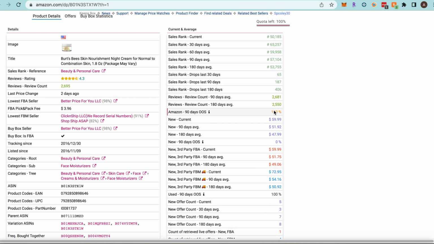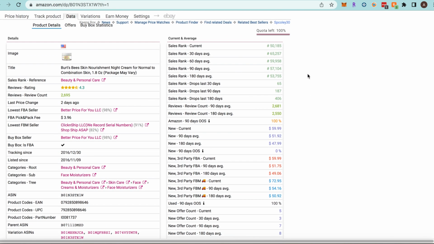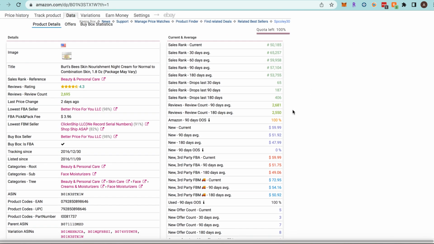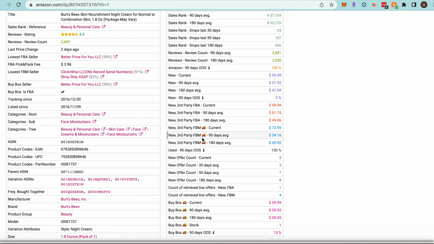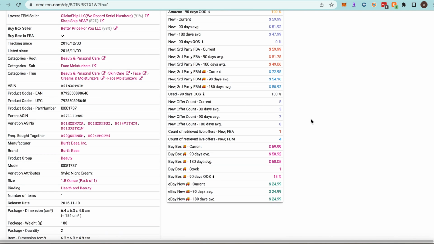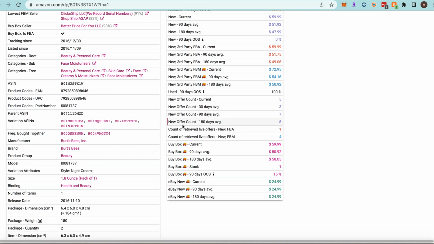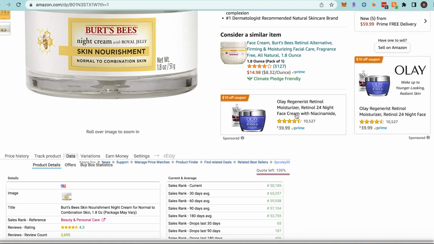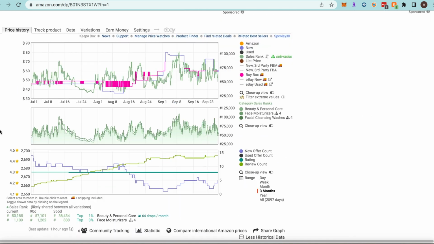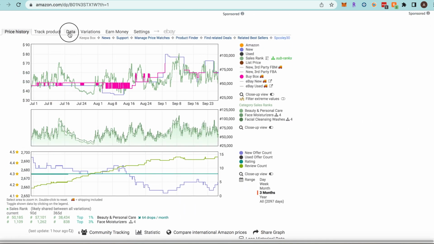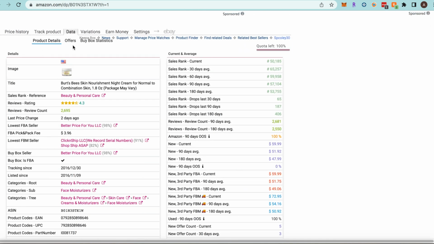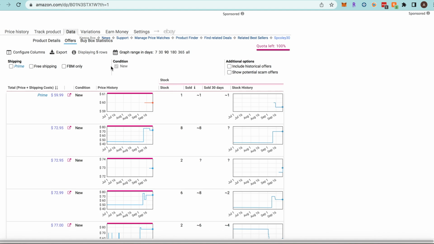And then on the right side, it'll kind of show you the sales rank over time. It'll show you the average listing price for third-party sellers, FBM sellers, and then the offer counts over time. All things that you can kind of get a sense of looking at the actual charts themselves. So I don't use this product details tab all that much, but the offers tab I do use fairly often.